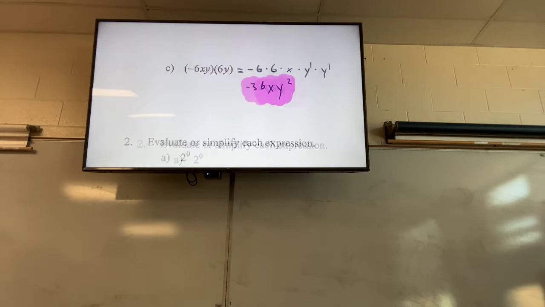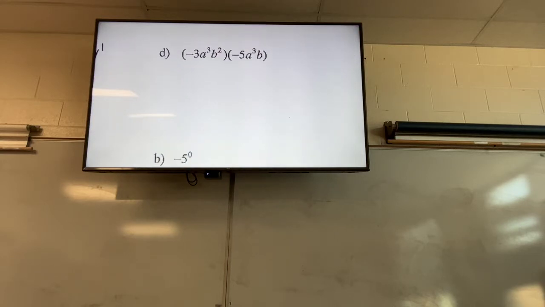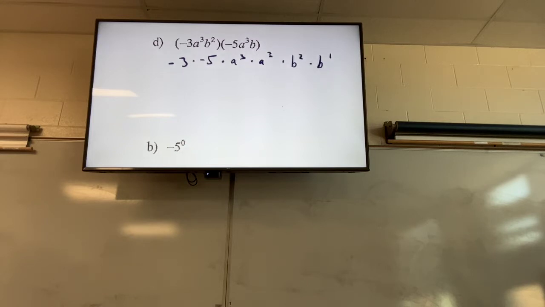Okay, D for D, same deal, so we can reorder. Let's put all our constants, -3 times -5, at the front, and then a cubed. Let's put all the a's next to each other, then b squared times b, which is technically b to the 1. So you see how I just reordered everything? I put all the like bases together. So -3 times -5 is 15.